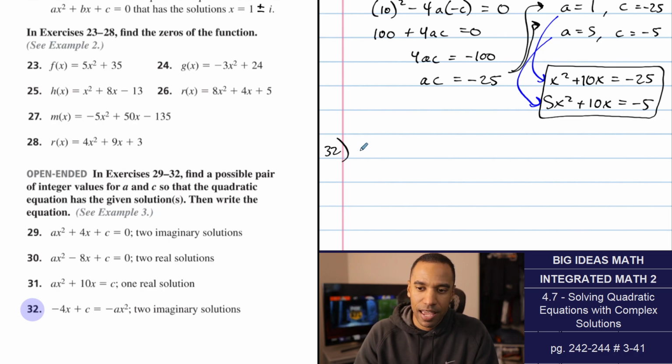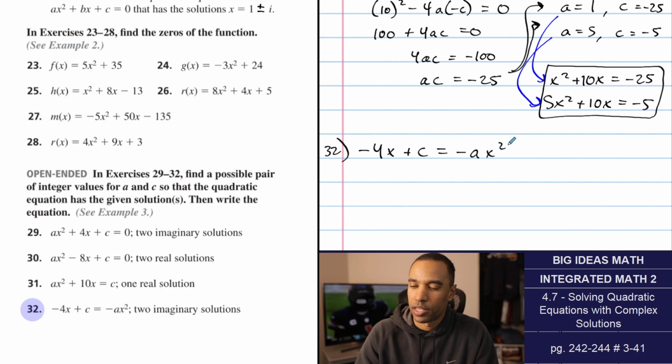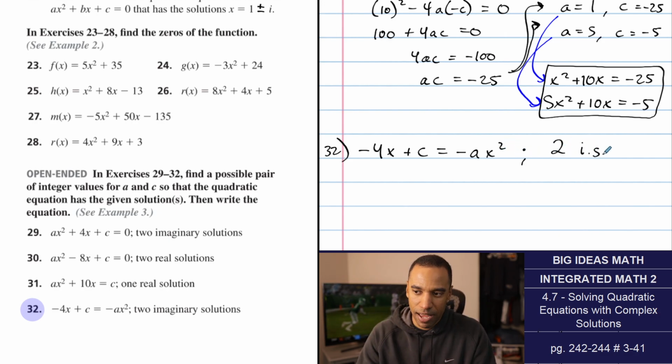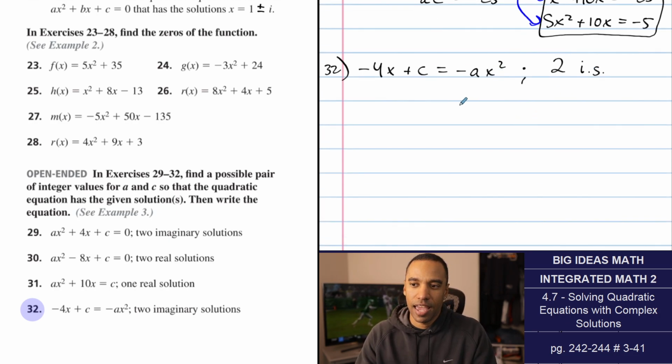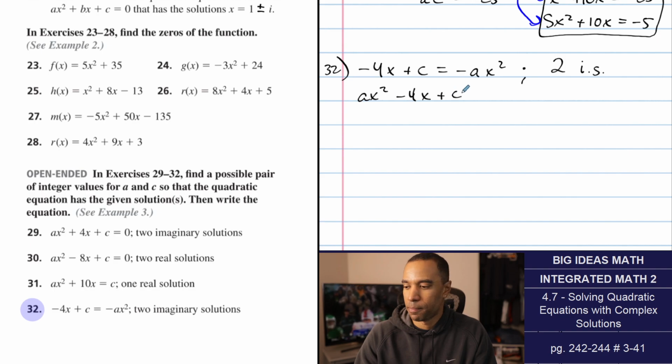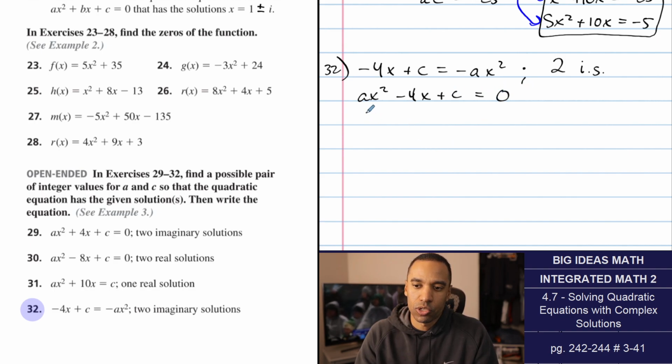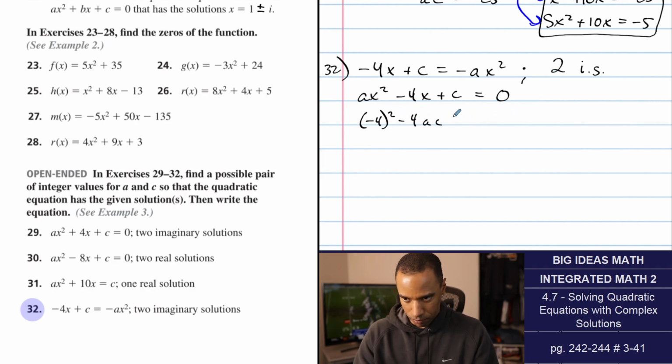Number 32, we have negative 4x plus c equals negative ax squared. They're really fooling with us when it comes to the appearance of this. Two imaginary solutions. I'm going to add ax squared over, make that positive so everything feels much better. Ax squared minus 4x plus c equals 0. So we're going to deal with our b squared minus 4ac. It has to be less than 0 in this case for imaginary solutions.